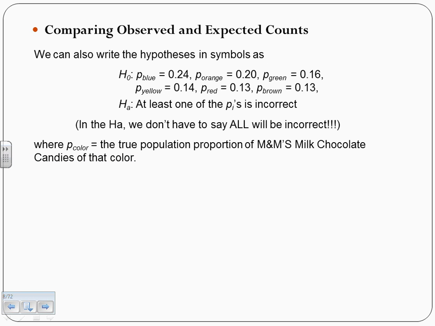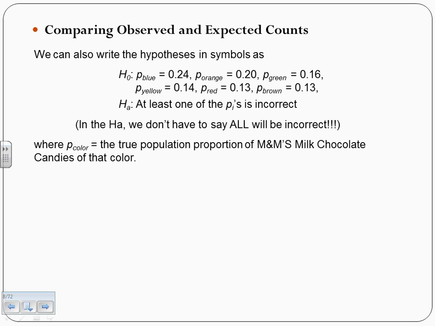So we can also write our hypothesis in symbols. You could put that the null hypothesis is everything that they said. Your alternative would be at least one of those proportions is incorrect. In the HA, we don't have to say all will be incorrect. We just have to say at least one. And if you put all will be incorrect, I'm going to dock you here.